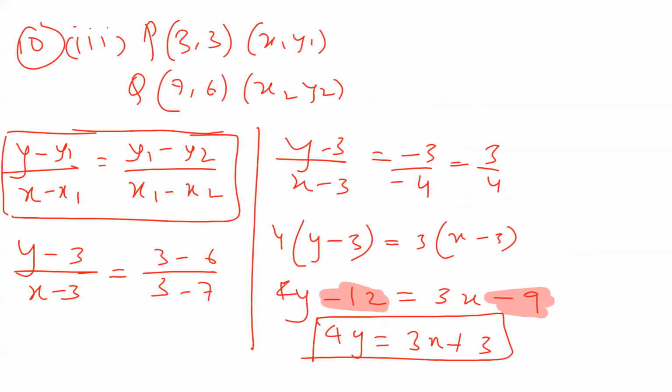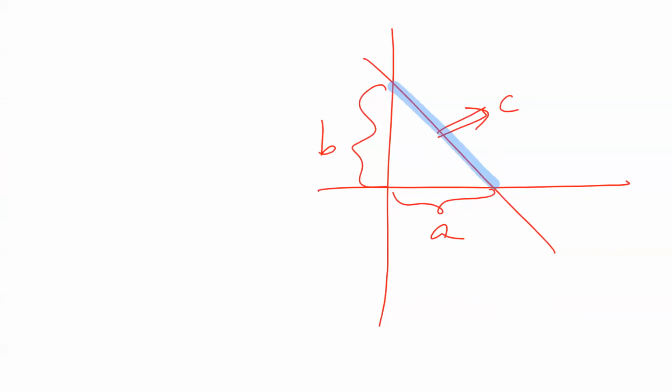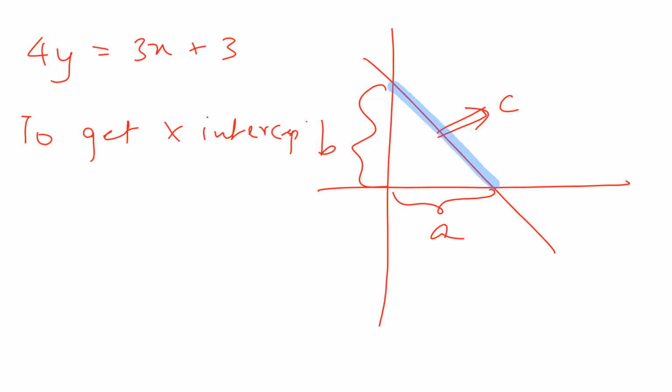So we have the line 4y is equal to 3x plus 3. We are interested in getting the x intercept. So how to get the x intercept? To get x intercept, that is a, put y equal to 0. Put y equal to 0, you'll get the x intercept.